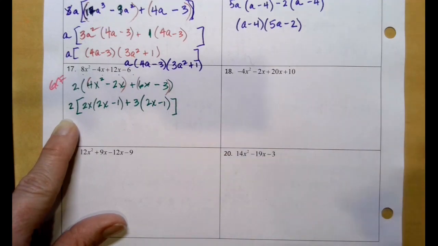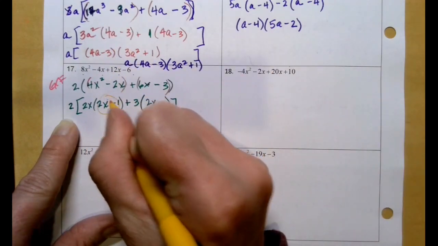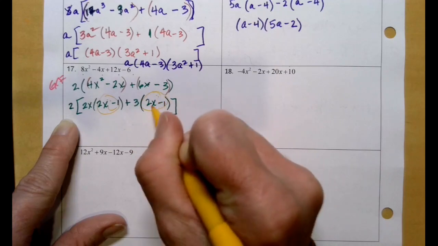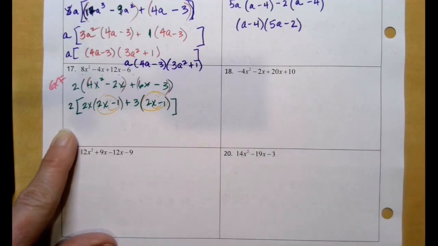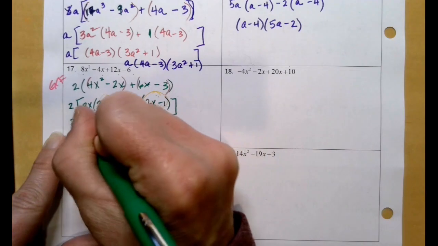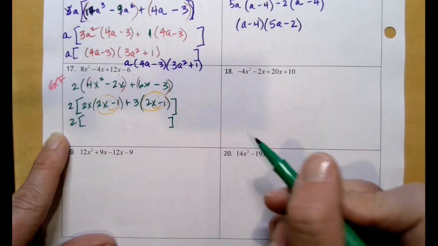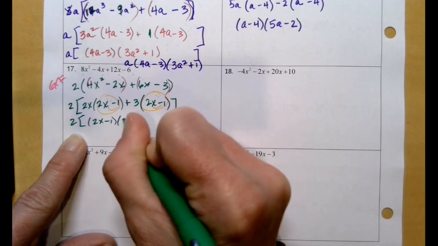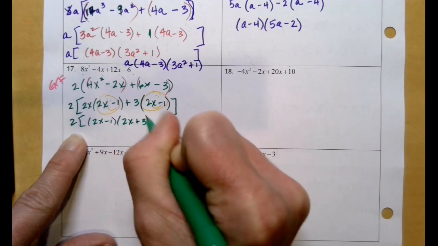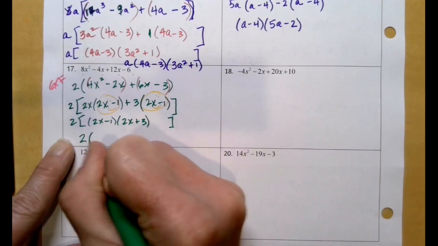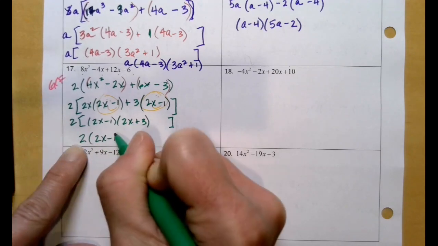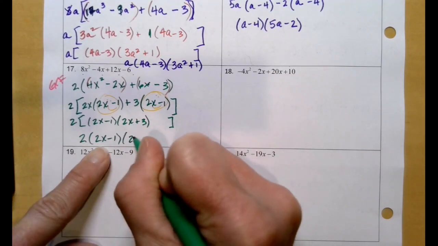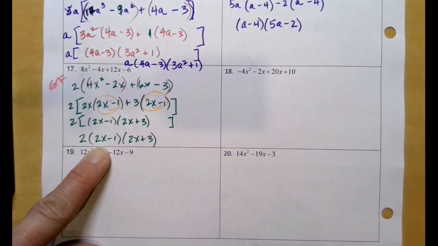And there it is. Now remember, these are designed to work out, so go looking for your happy face. Here's my 2 on the outside. We're holding on to him till we get to the end. Here was our happy face, 2x minus 1, and 2x plus 3 is what's left. So you want to know my factors: a 2, a 2x minus 1, and a 2x plus 3.